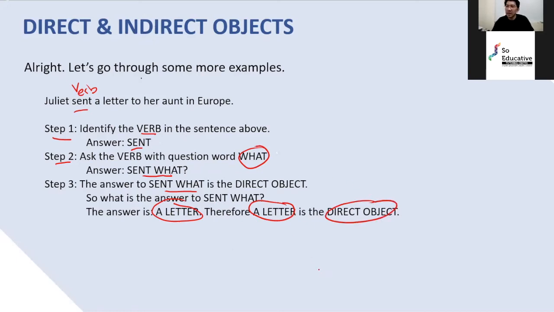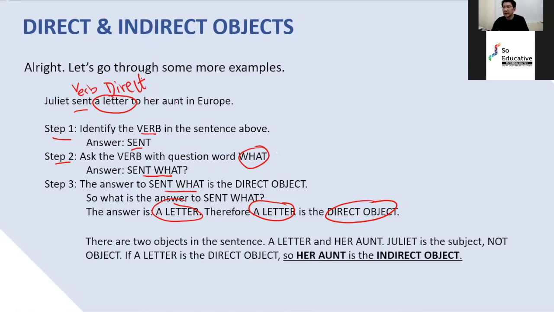So here, a letter is the direct object. Now, as usual, there are two objects in the sentence. The other object is her aunt. If a letter is already a direct object, therefore, her aunt here is the indirect object. Very simple, isn't it?